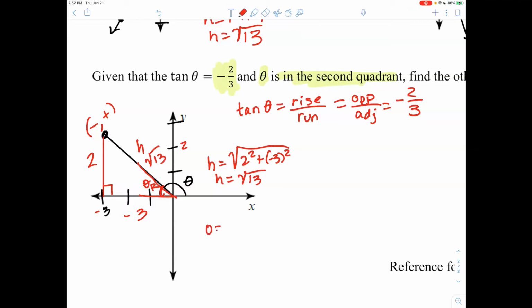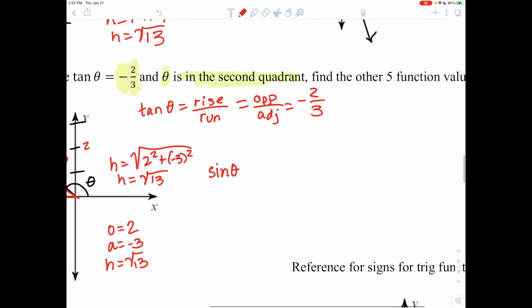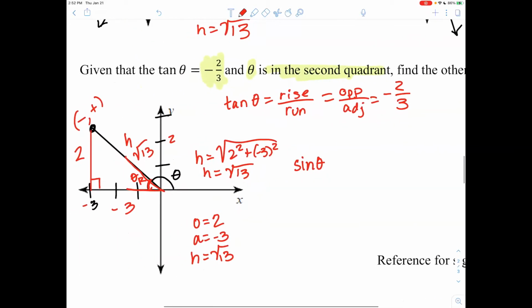So we have an opposite of angle theta, which is 2, and adjacent is -3, and a hypotenuse is the square root of 13. So the sine of theta, we're asked to find. Sine should be positive because I'm up, opposite over hypotenuse. They're both positive, so our answer should be positive. So that would be 2 over the square root of 13. Rationalize real quick. We get 2 square roots of 13 over 13.